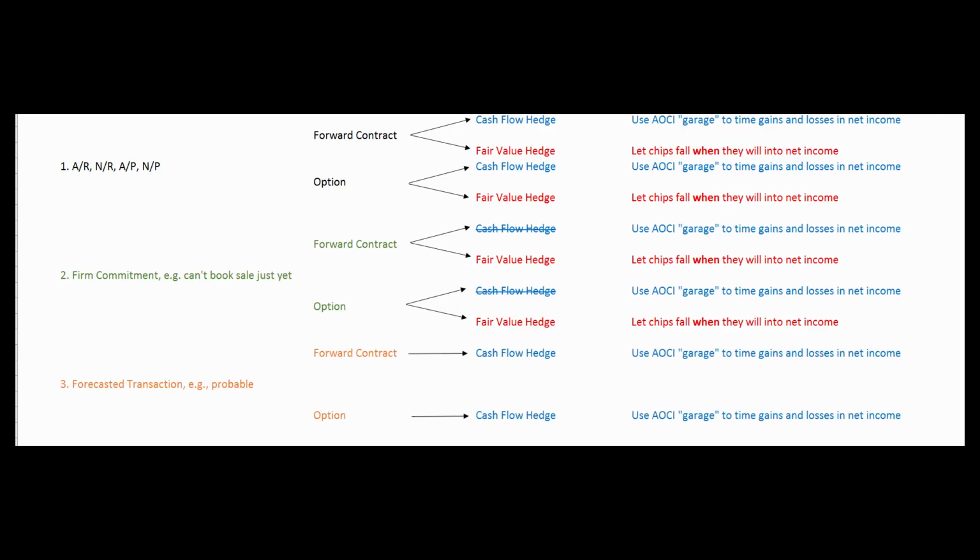And finally, we could have a forecasted transaction. It's probable that we're going to be doing business. We're in the habit of doing €1,000,000 worth of business every third quarter of every year. So we can anticipate that with a forward contract, and we have to treat that as a cash flow hedge. There's no such thing as a fair value hedge for a forecasted transaction, or we could use an option and treat it as a cash flow hedge.